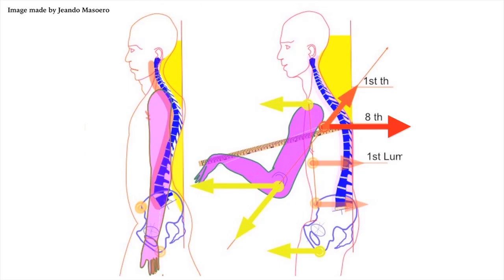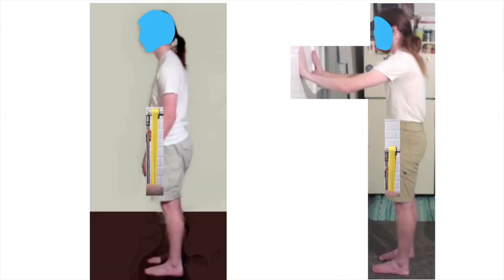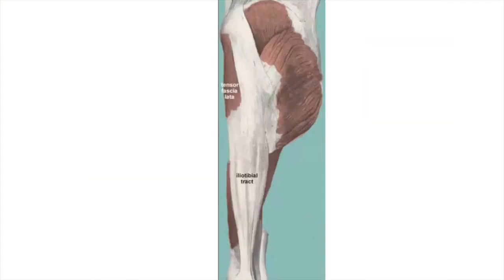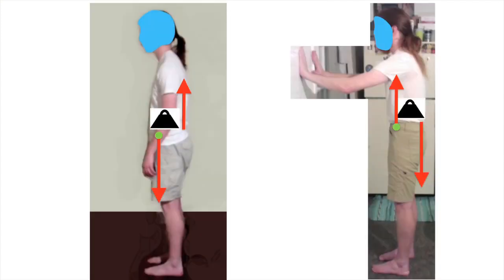So what else can we learn from Masoero, Alexander, and Delsarte? We've seen that we want the weight of the torso to be behind the legs, as this lengthens the iliotibial tract or IT band, the major fascia of the leg. When the weight of the torso is back, it will help lift the front of the pelvis and keep the legs straight.